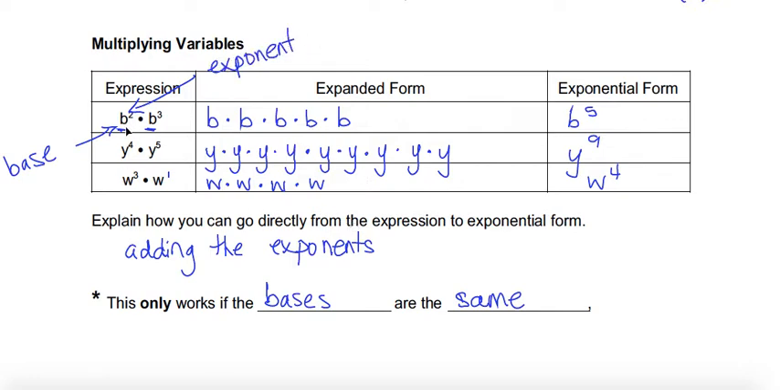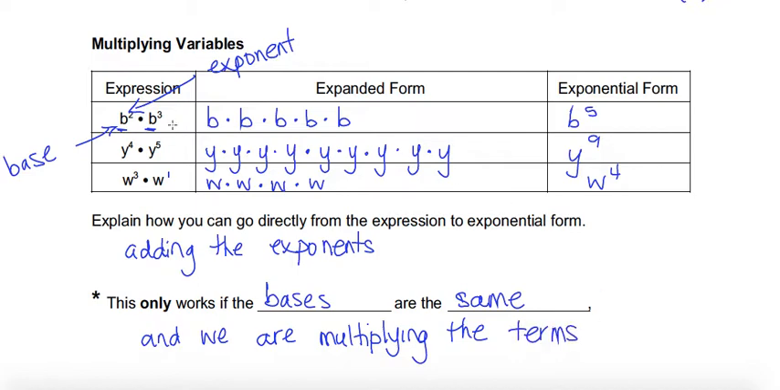So it only works when the bases are the same, so they have to have the same letter or even sometimes the same number, and it's only when we're multiplying. So this strategy only works to add the exponents when the bases are the same and we are multiplying the terms. So this is something that we call an exponent law, this property that we've developed right here. And you'll learn more about exponent laws as you progress through your math career.